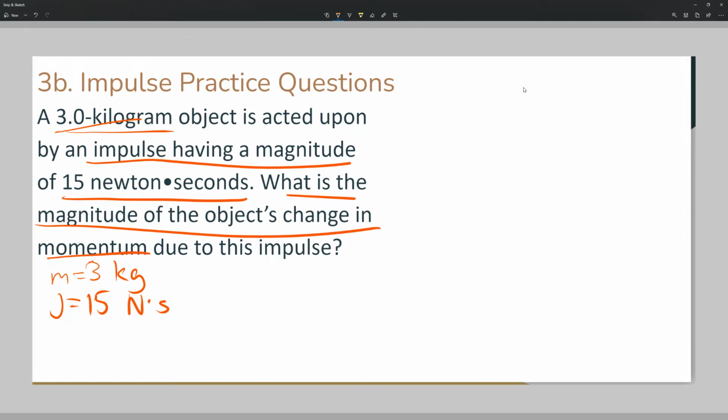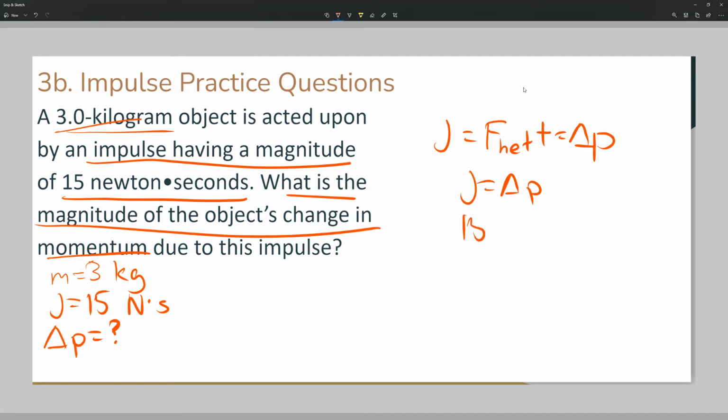And so we're asking you, what is your change in momentum? So what is delta P? Well, if you think about it, impulse is equal to F net T is equal to delta P. And we know that J is equal to delta P. Which means that 15 Newton seconds is delta P.